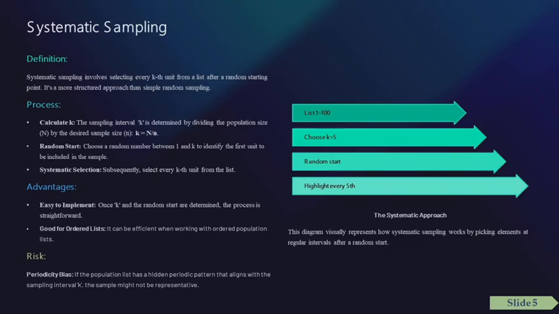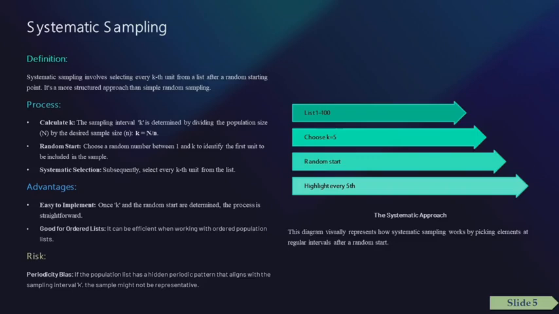An advantage of this method is it's easy to implement once k is set, and it is great for ordered lists, but always ensure you watch out for periodicity bias. If the list has a hidden pattern matching k, the sample might not represent the population.